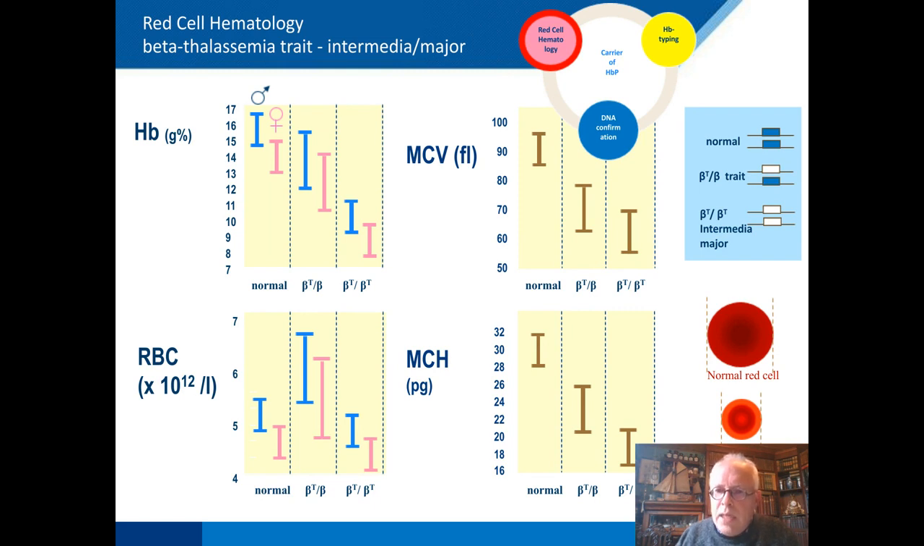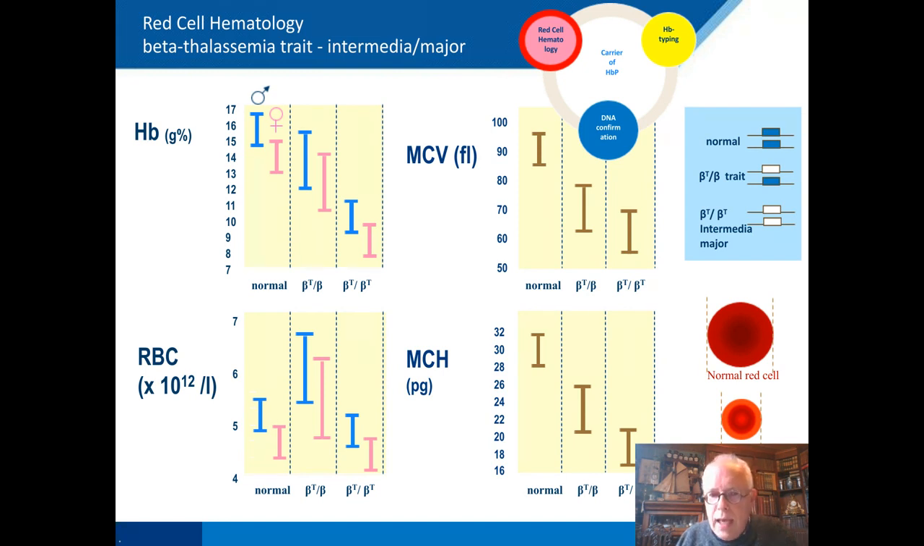We do that by measuring the MCV, which is the mean cellular volume. In the normal situation, it's between, let's say, 85 and 95. But in carriers, you see it is much lower. So the red cells are smaller than usual. There's a large overlap, however, with patients.